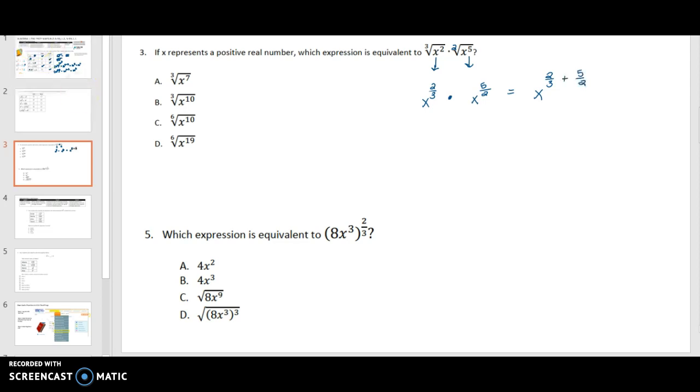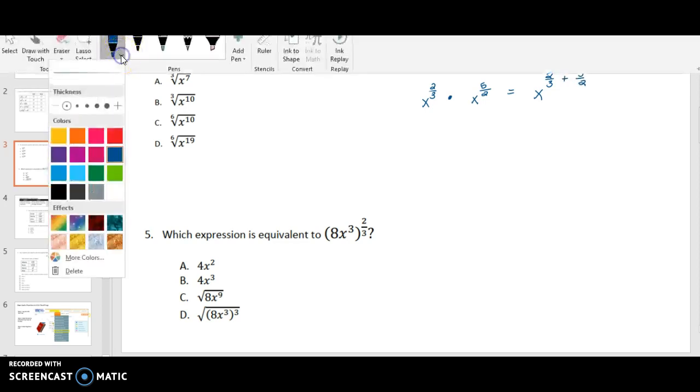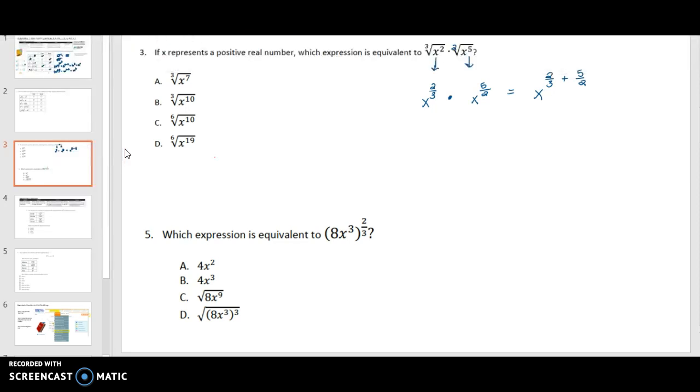So what I'm going to do is use a different color, and I'm going to add those exponents down at the bottom, just so it's a whole separate thing. So we have 2/3 plus 5/2. Now if you can remember, when you add fractions, you have to have common denominators. So the smallest number that both 3 and 2 equally go into is 6.